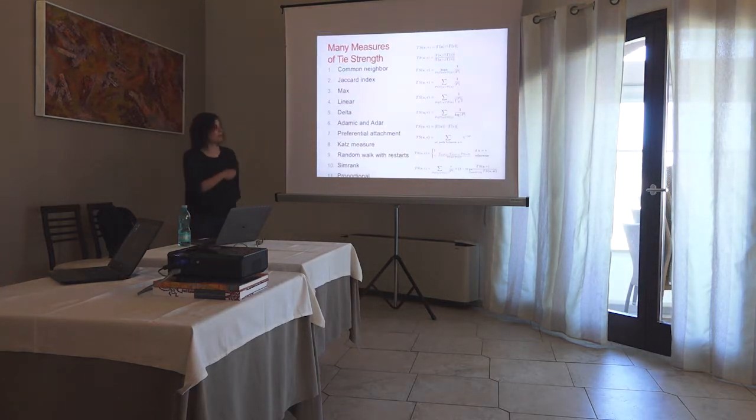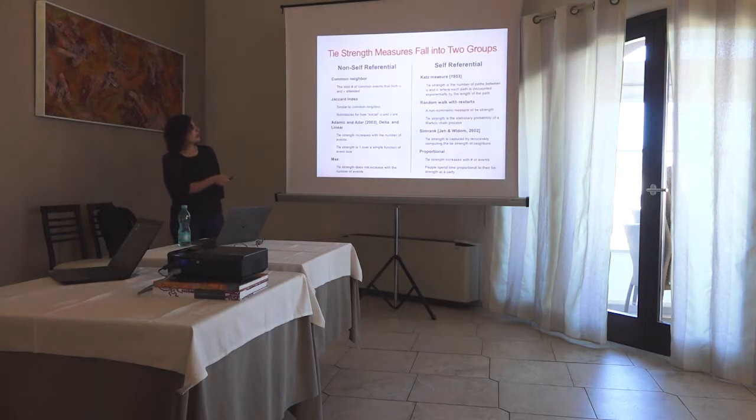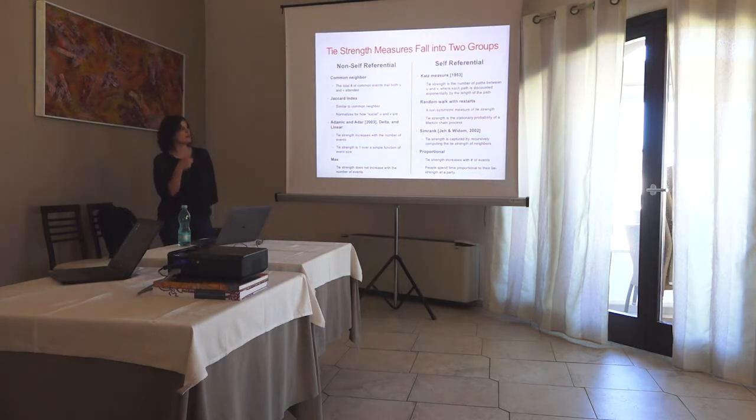And so these are some of the commonly used tie strength measures. Those are the formulas for them. And you can divide tie strength measures into the ones that are self-referential and the ones that are not self-referential. So the self-referential ones are, for example, the CATS measure, which is my tie strength with you depends on the number of paths between you and me, but it's exponentially decaying. Or like SimRank, which says that my tie strength with you is recursively computed based on the tie strength of our neighbors.